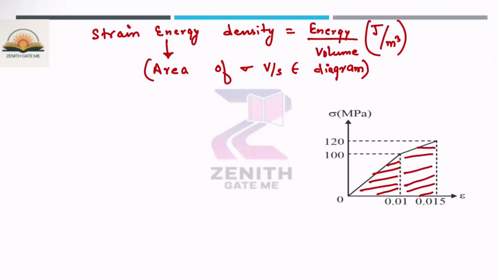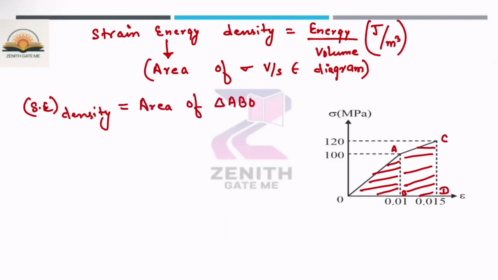So let us suppose this point I am representing with A, this is B, and this will be C, and this is D. So strain energy density is nothing but area of triangle ABO plus area of trapezium ABCD. If you calculate the area, then you will get the strain energy density.